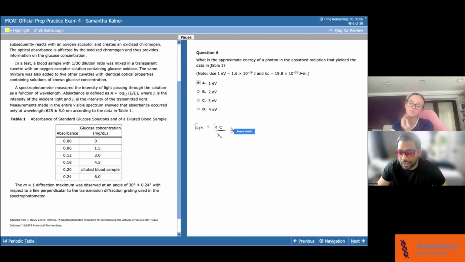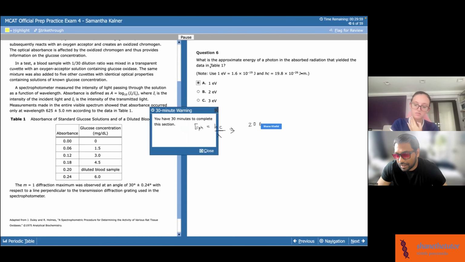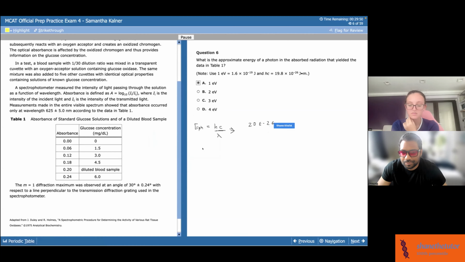So we have the ability to do the math. Let's just write 20 times 10 to the negative 26 joules times meters over, now for this 625 nanometers, we want to write it in meters.